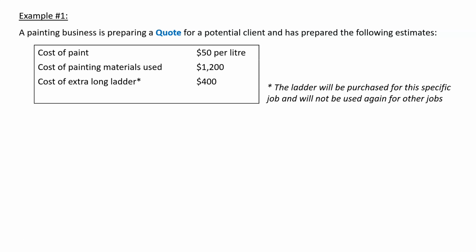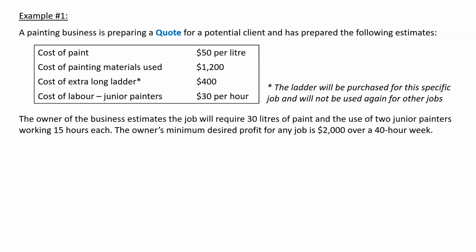Now this is important. The ladder will be purchased for this specific job and will not be used again for other jobs. So basically the business is going to buy the ladder, use it once for this job, and then never use it again. And lastly, the cost of the labor. We're going to get our junior painters to paint this as part of our painting business, and they earn $30 an hour. The owner of the business estimates the job will require 30 litres of paint and the use of 2 junior painters working 15 hours each. The owner's minimum desired profit for any job is $2,000 over 40-hour weeks.